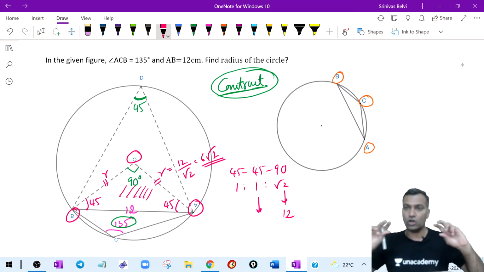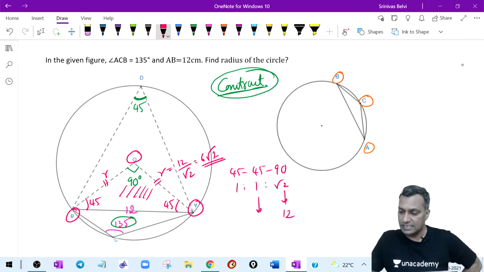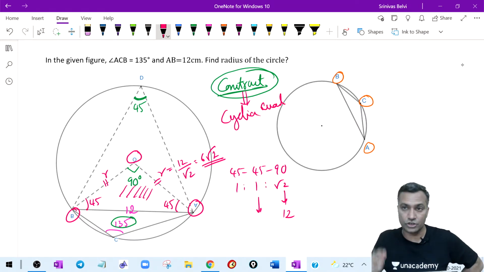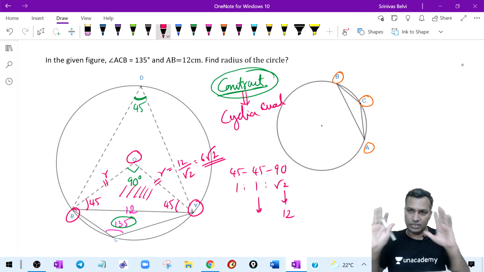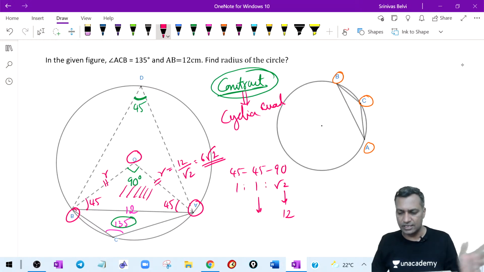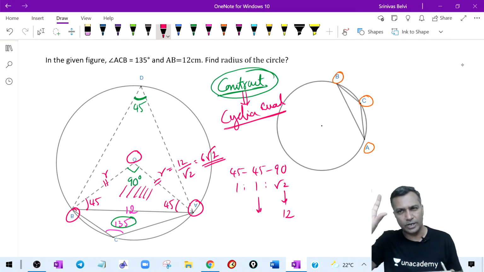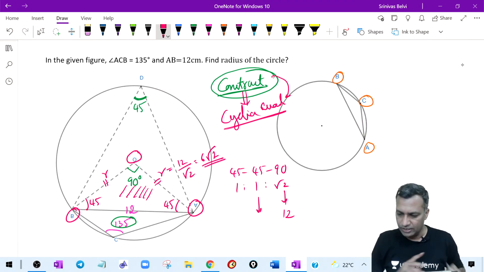It's a very simple question. All you could have done is a meaningful construction to figure out that a cyclic quadrilateral can be formed. Whenever you are doing construction in a circle with lines, the most popular construction is the cyclic quadrilateral. If one angle is known, cyclic quadrilateral is the most popular construction that we do. Keep this point in your mind.